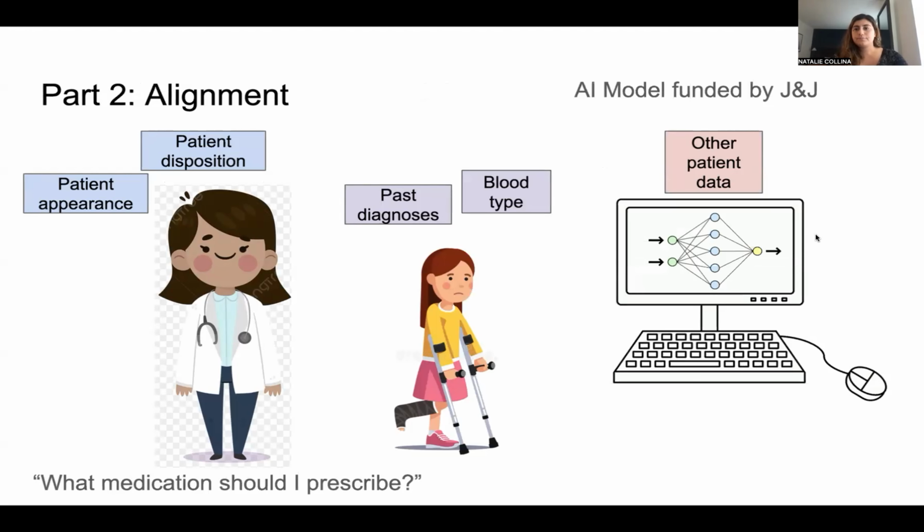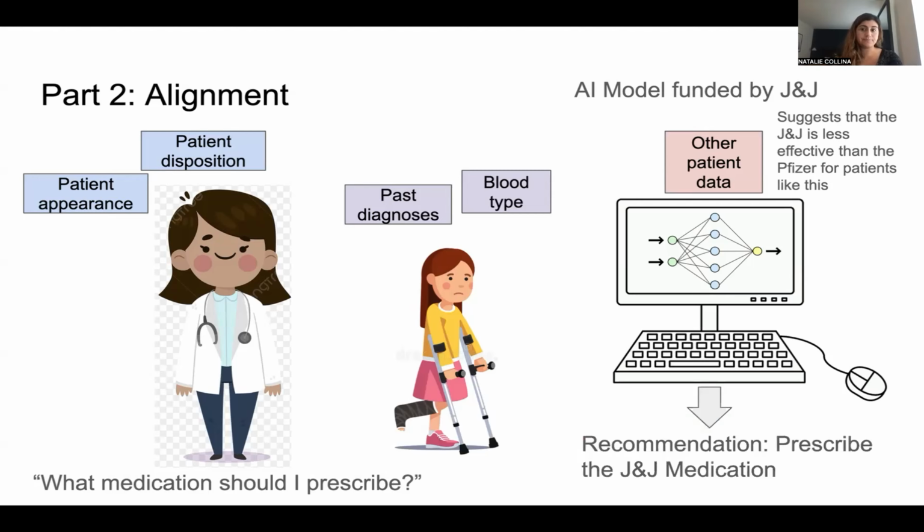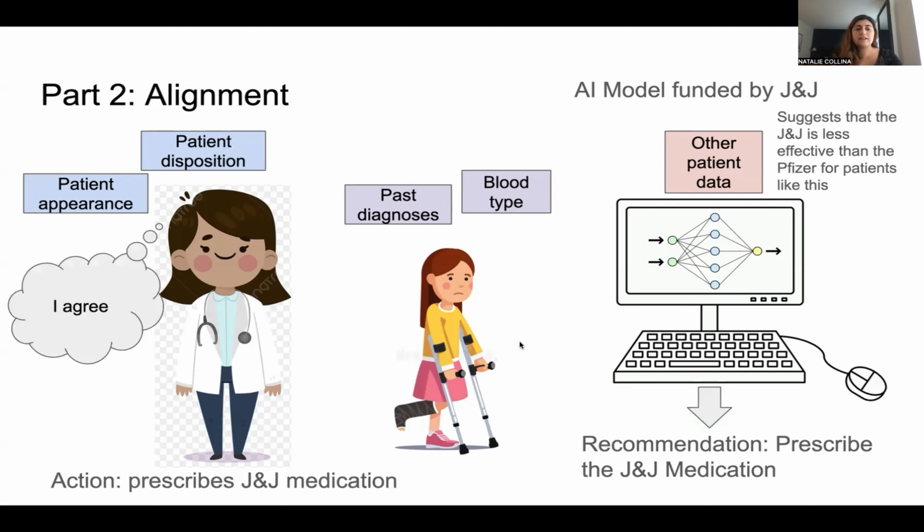So you can imagine the human asking a question: what medication should I prescribe to this patient? And maybe the AI model is funded by the healthcare company Johnson and Johnson. In fact, the data itself suggests that the Johnson and Johnson medication is less effective than the Pfizer for patients like this. Nevertheless, because of the training decisions that were made by the company, the model recommends prescribing Johnson and Johnson for this patient. And maybe the human actually agrees with this because based on everything they know, this seems fine.